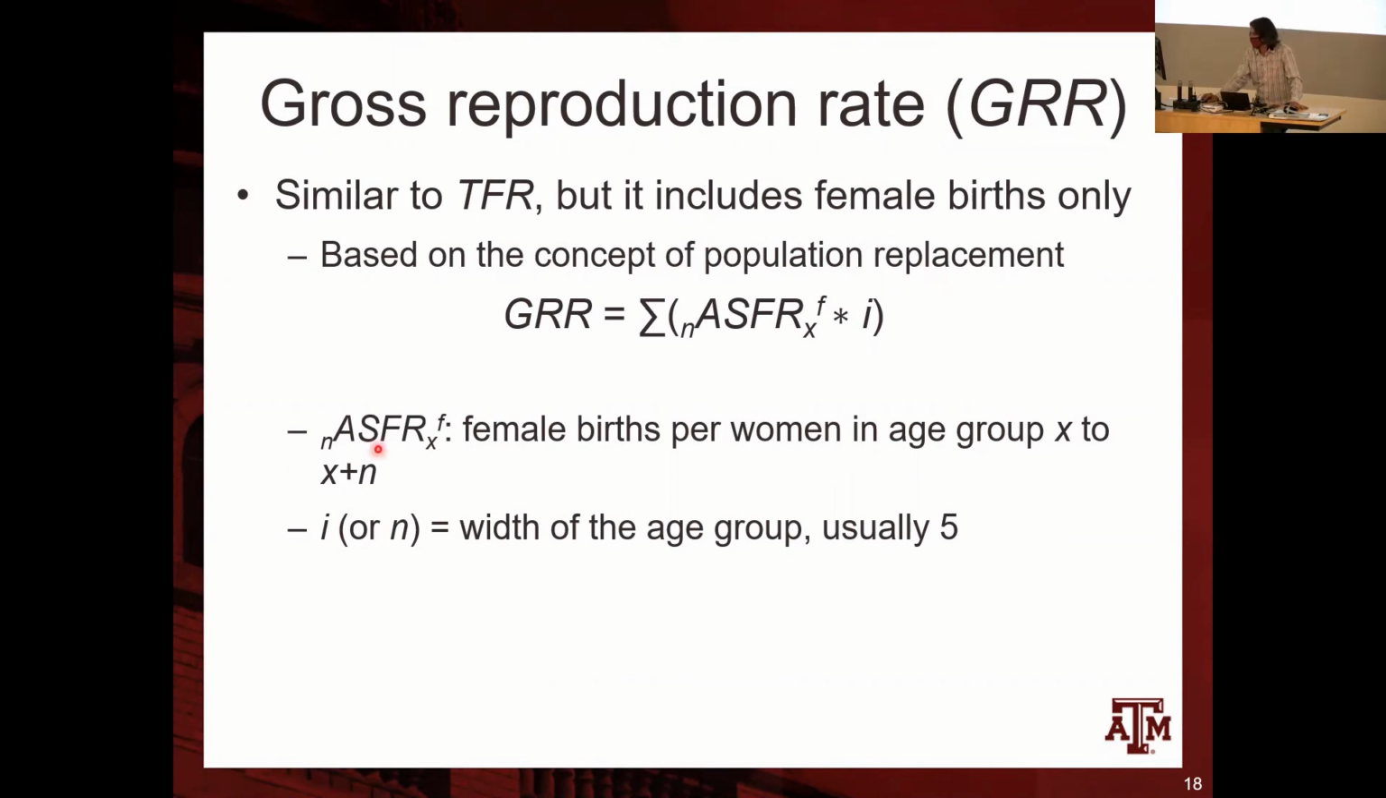So the age-specific fertility rate from age X to age X plus N for female births is expressed by this notation here. Female births per woman in age group X to X plus N. And usually the width of the interval is 5-year age groups, the same way as we have done before, 15 to 19, 20 to 24, and so on.